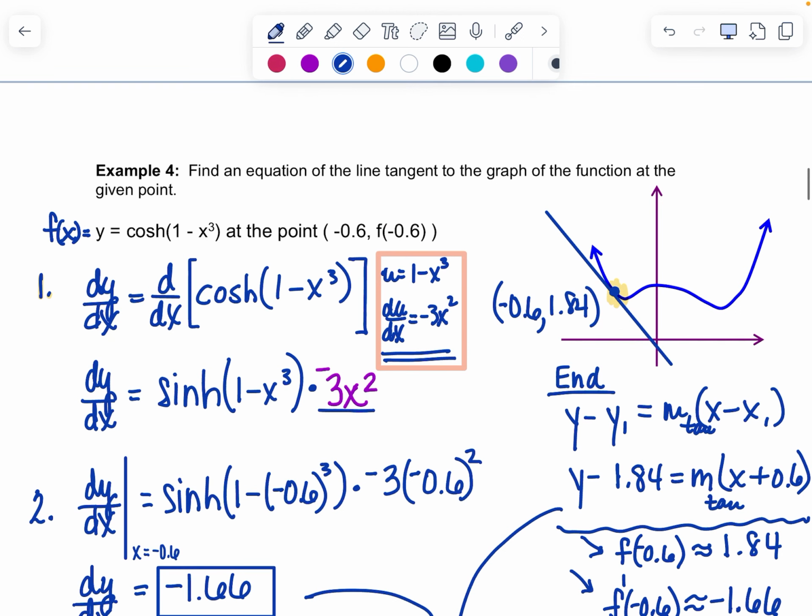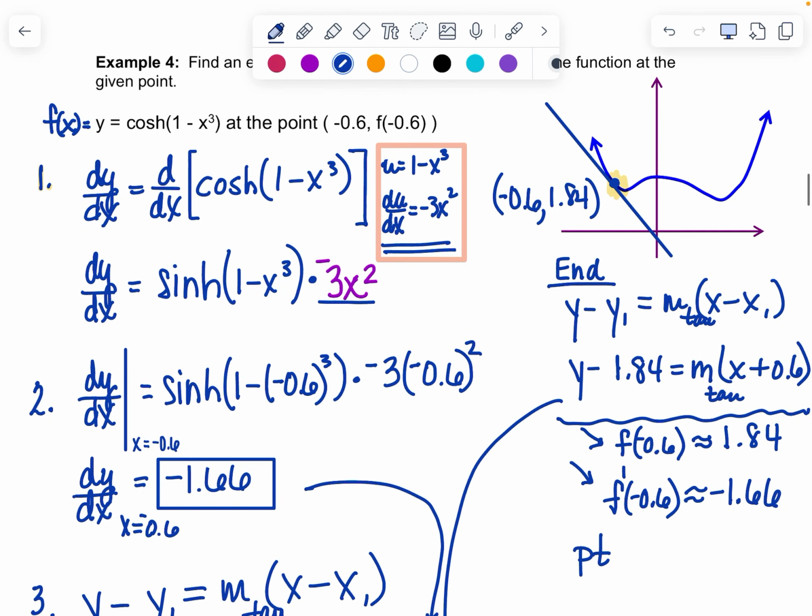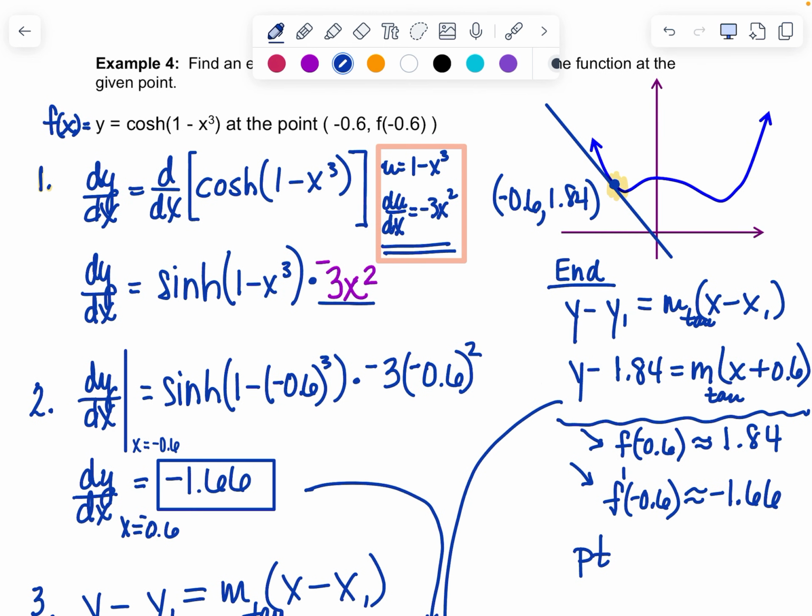You want your answer in the end to be a line, the equation of a line. And you also know that the line has an x value, negative 0.6, and if you put the x value into the function, you get the y value of the point. So what you want for an answer is this equation right here, but it's not quite finished. Your first step is to get the slope, right? That's the only thing you need.